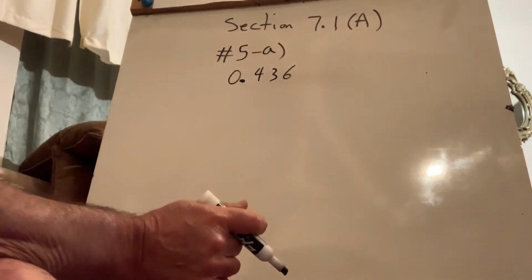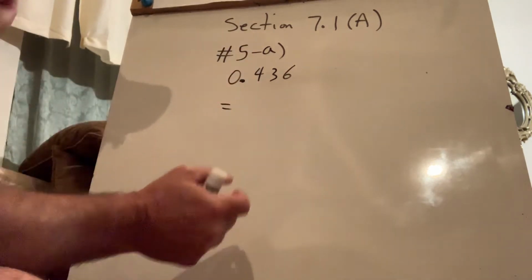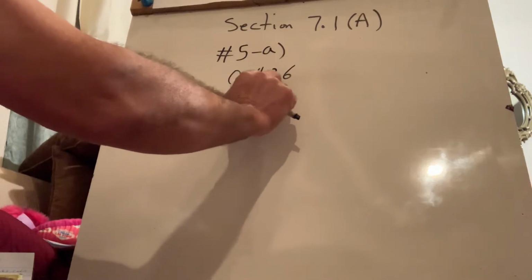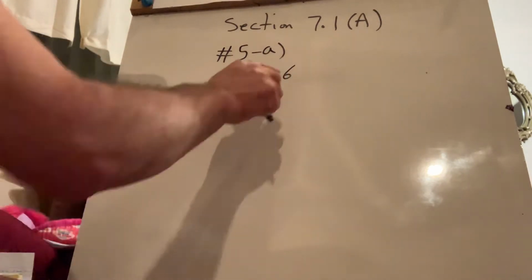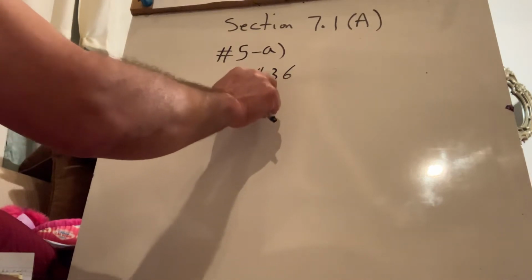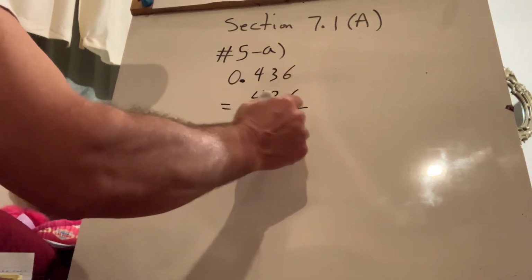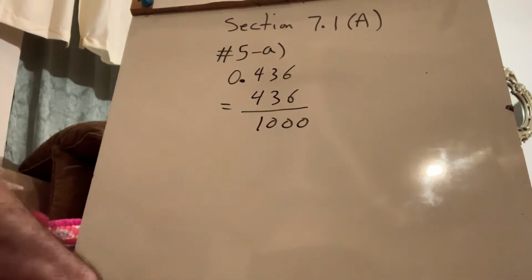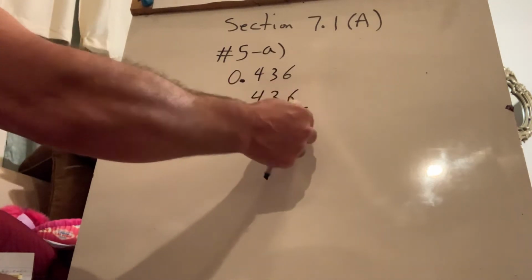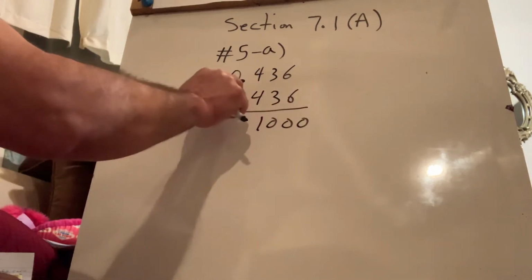436. Okay, so the first thing we're going to do, of course, remember we talked about this in the last video, is that this means the same thing as 436 thousandths, because of course the 6 sits in the thousandths place. Remember again, tenths, hundredths, thousandths. So we're going to write it exactly as what it is, which is 436 over 1,000. Because remember, when you divide by a power of 10, it moves the decimal point that many places to the left. So if you move 1, 2, 3, there's your decimal point, okay?